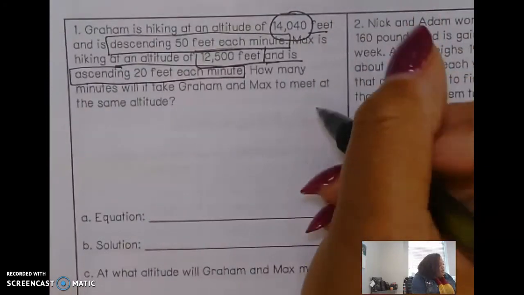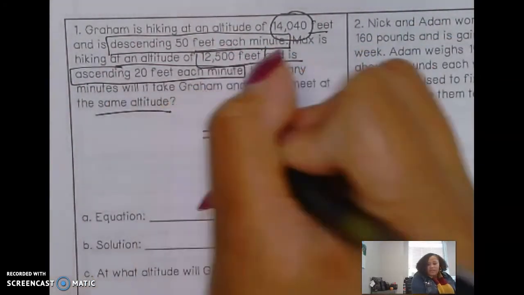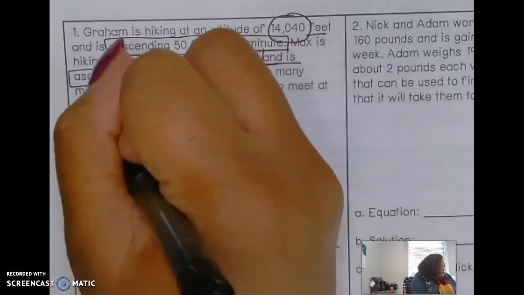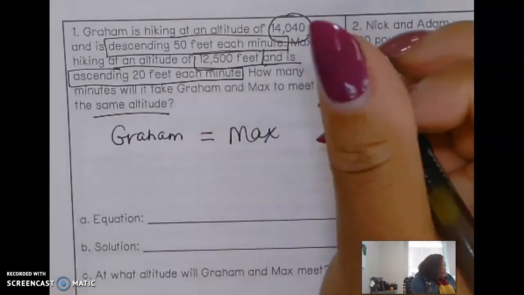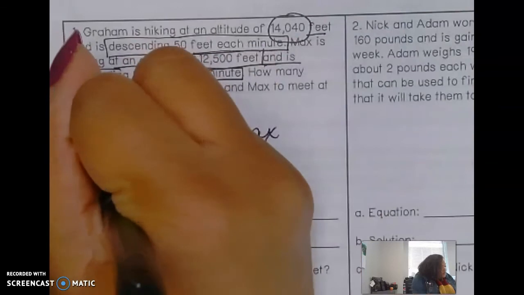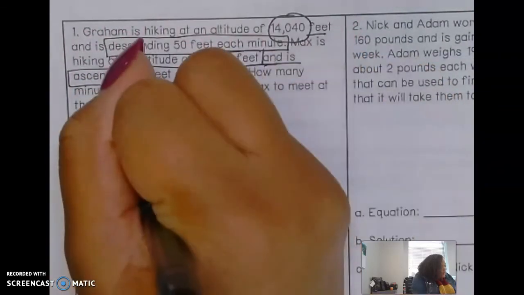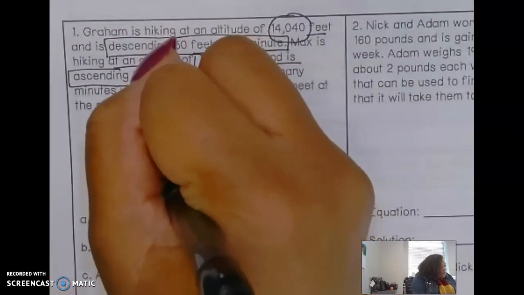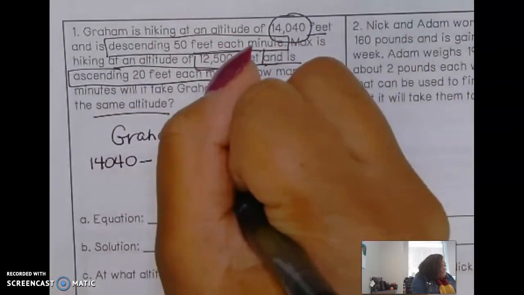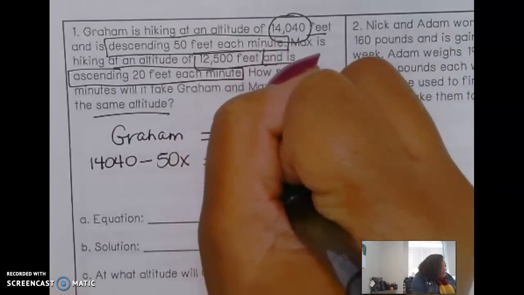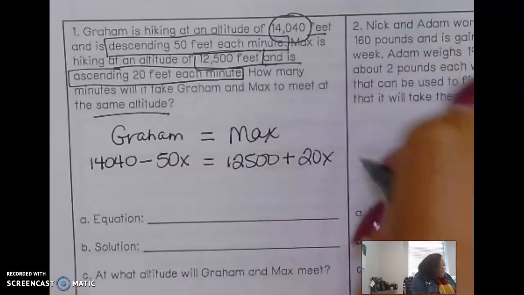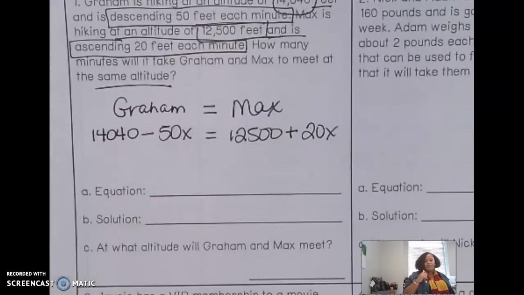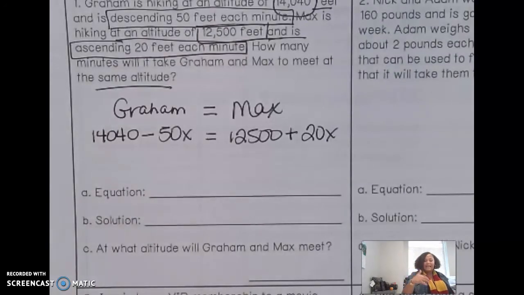So I am at the same altitude. I want them to be equal here. Graham is going to equal Max. Graham is at 14,040 feet, and he's descending. That means I'm going down 50 feet per minute. Max is at 12,500 feet, and he's climbing up, which is ascending, 20 feet per minute. There's my equation. Boom, I'm done with the equation. But now I need to solve for x, and I need to plug x in. Watch what that looks like on the next video.